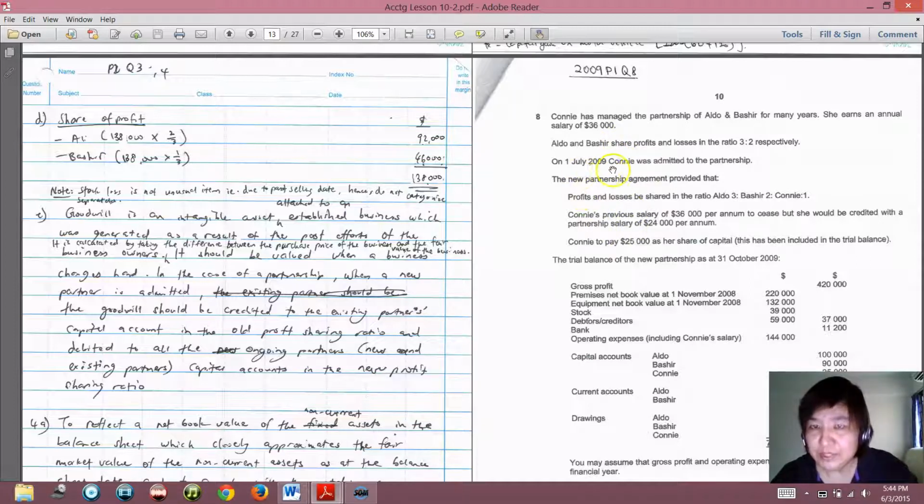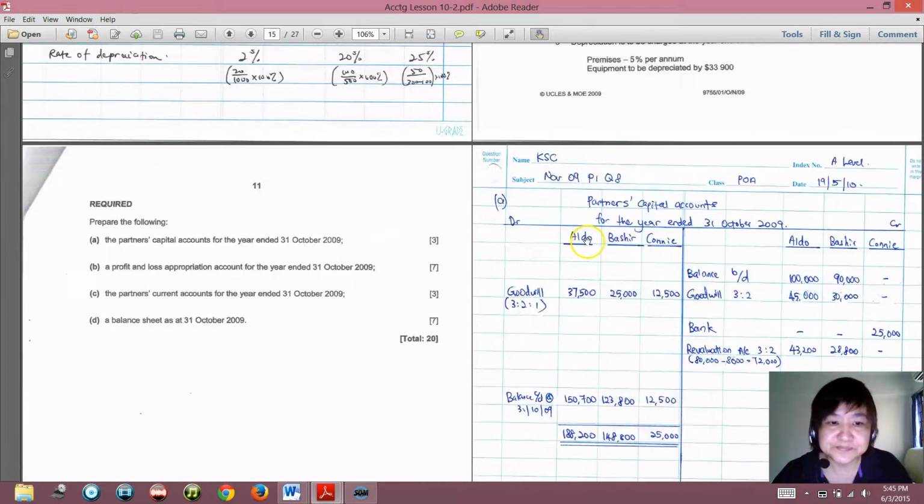Then on 1 July 2009, Connie was admitted to the partnership. When she was admitted, Connie's previous salary of 36,000 per annum ceased, and she would be credited with a partnership salary of 24,000 per annum. So from 1 July 2009, her partnership salary is 2,000 per month. She doesn't get the employee salary of 36,000 anymore.